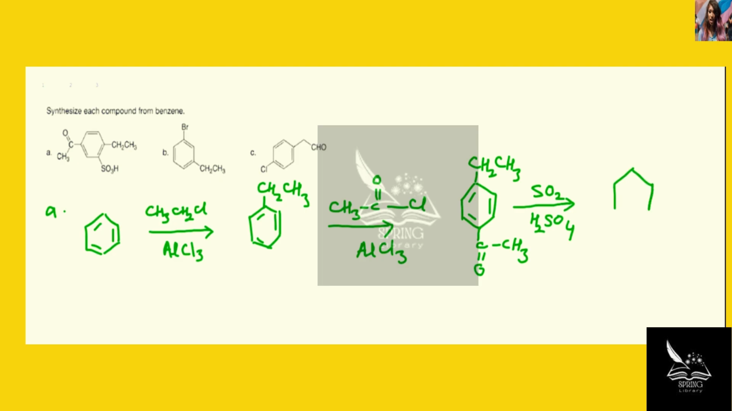It has the ortho-para directing ethyl group and the meta directing C=O CH3 group. So most probably the SO3H group should come over here by both of these. So this is the compound which is formed. Now come to the next one.